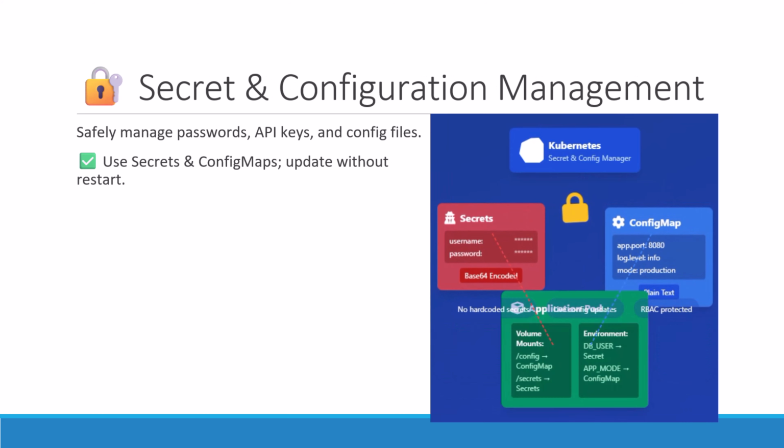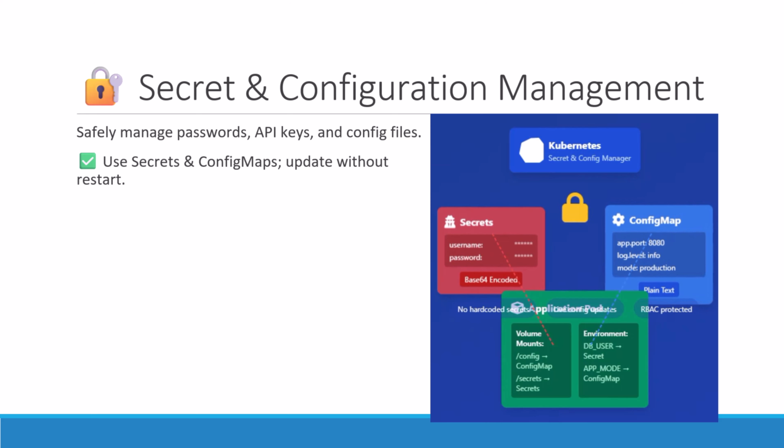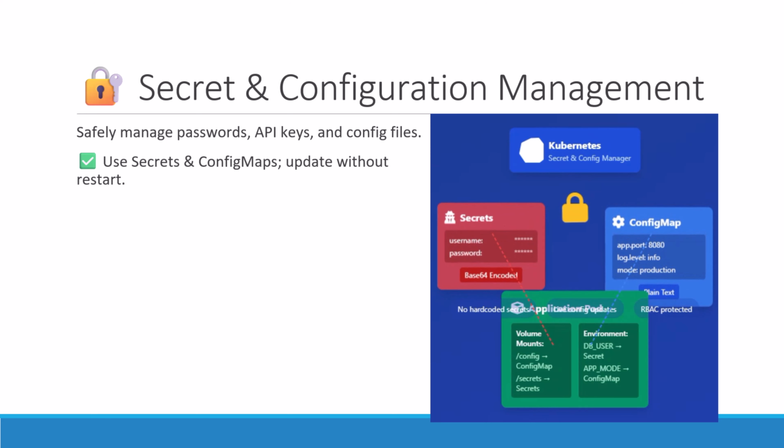Secrets and configuration management. You can store passwords, API keys, and config safely using Kubernetes secrets and config maps. This keeps sensitive data out of your application code and version control. Plus, you can update the config without restarting your app.